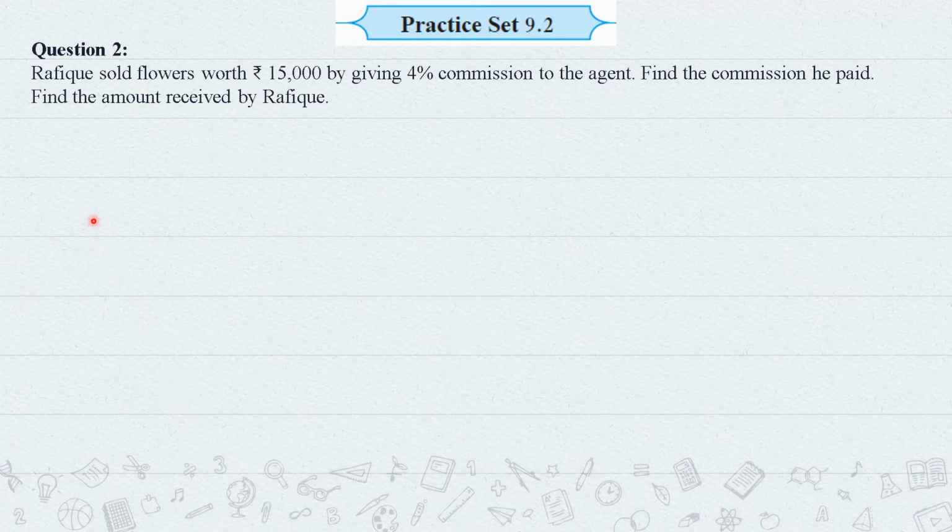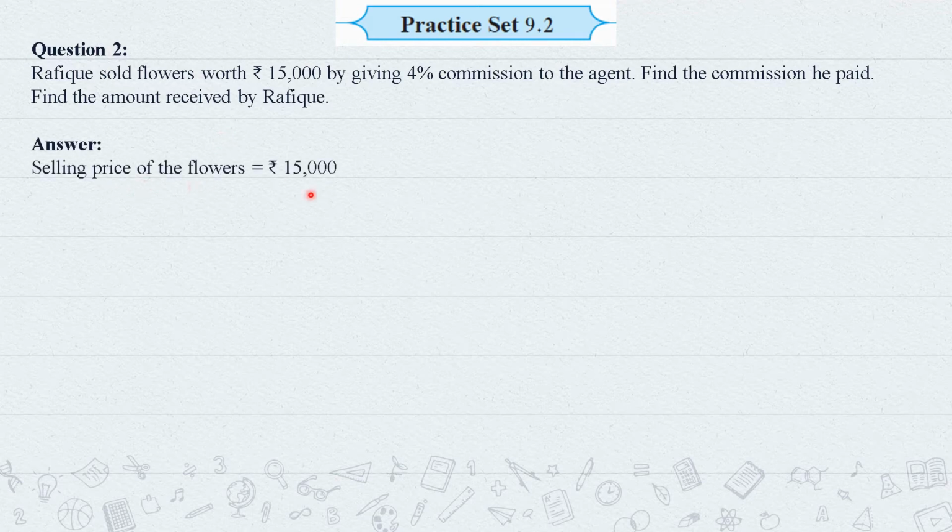Let us do question 2. Rafiq sold flowers worth rupees 15,000 by giving 4% commission to the agent. Find the commission he paid and find the amount received by Rafiq. Let us start with the solution.